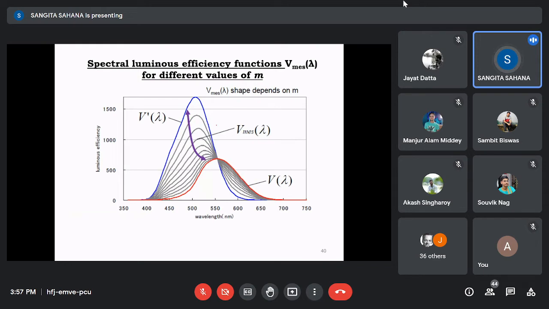This is another representation. This is V dash lambda, or the rod response. This is V lambda, for photopic vision. And as I told, there is no such specific V mesopic, but it depends on V and V dash. So that's why for different values, we have different kinds of V mesopic.